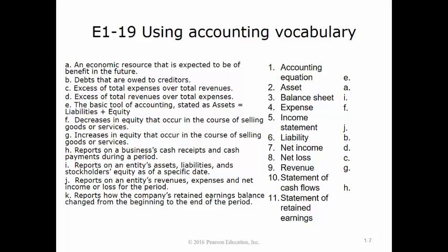Statement of cash flows are reports of a business's cash receipts and cash payments during a period. Statement of retained earnings reports on how the company's retained earnings balance changed from the beginning to the end of the period. And that is the conclusion of the presentation for the exercises for Chapter 1.